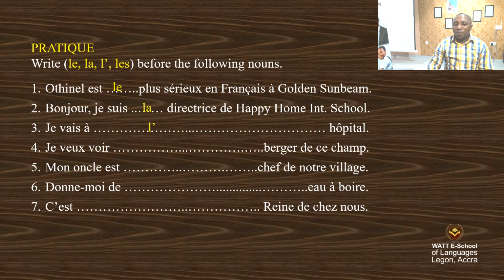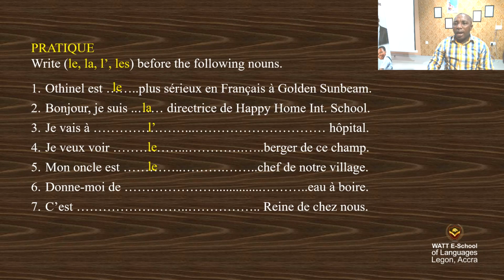Number 4. Je veux voir berger de ce champ. Berger is a masculine singular word. Therefore, we say, je veux voir le berger de ce champ. Number 5. Mon oncle est chef de notre village. Chef is masculine singular, which means chief. So, mon oncle est le chef de notre village.